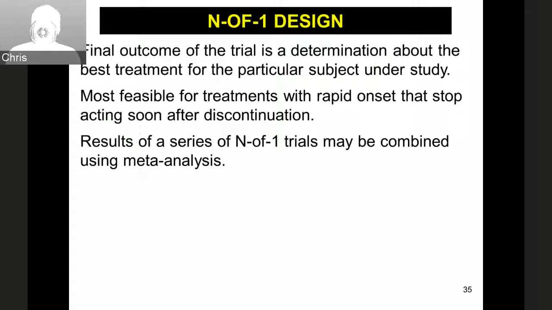So you can combine those. If you have a series of N of 1 trials, they can be combined using meta-analysis. So this is something that is typically done for extremely rare diseases. It's something to keep in mind. I doubt that's the situation that many of you are going to be in, but we've seen N of 1 designs start to creep up in the literature and being used more and more. Next slide, please.